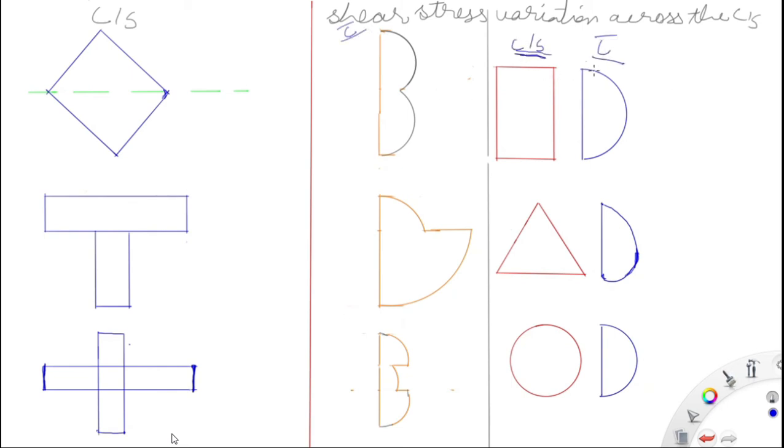The first one is a square which has been tilted along the diagonal. The second one is a T section. The third one is a cross or plus sign. The fourth one is a rectangular one. The fifth one is a triangular one, and the sixth one is a circular one. And these are the shear stress distributions along those cross sections. Okay, so thank you.